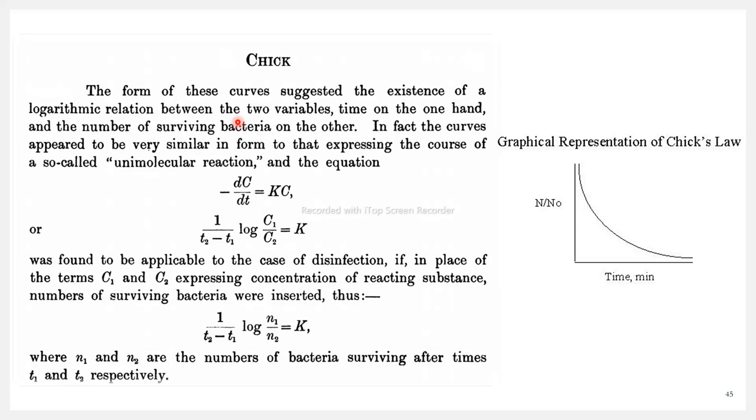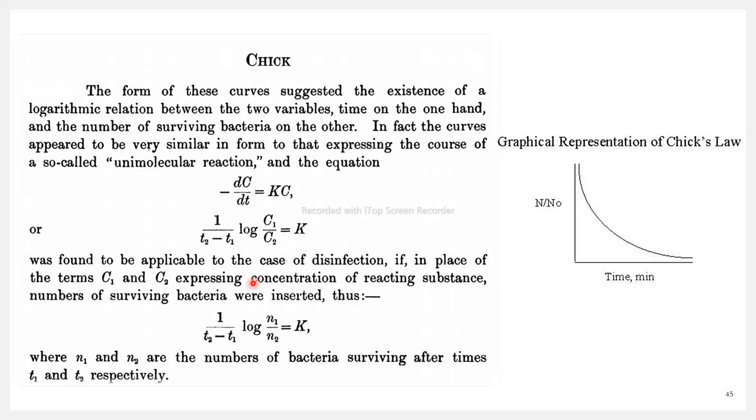What is Chick saying? He's saying the curve you are seeing suggested the existence of a logarithmic relation between two variables. What are the variables? Time on the one hand and the number of surviving bacteria on the other hand. In fact, the curves appear to be of very similar form to that expressing the course of the so-called unimolecular reaction. Whenever Chick's law is applicable, you will be told to apply Chick's law.